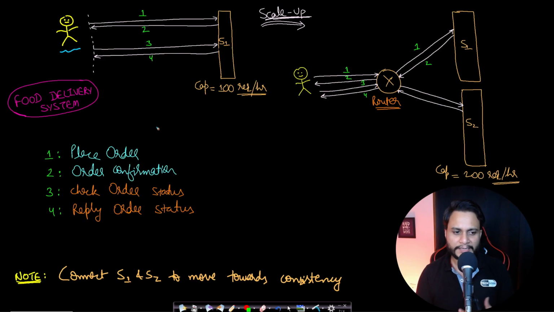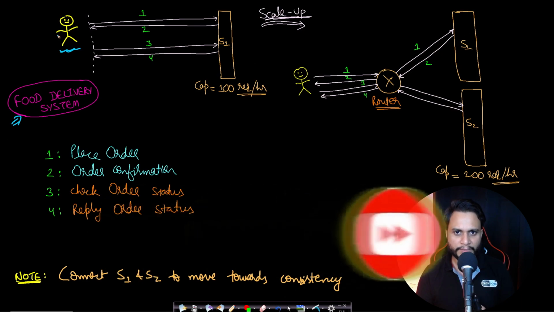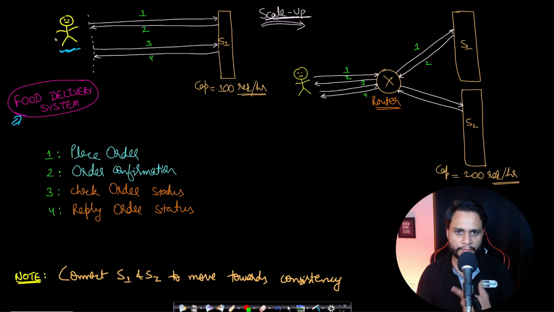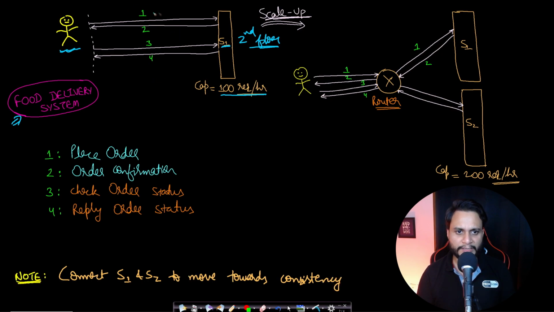In order to understand consistency, let us take an example of a food delivery system. In this system, let's say I am present here and I'll be making a request for placing an order for food. And let's say there is an outlet S1 which is on the second floor of a building, and it can serve a maximum of 100 requests per hour. So the request response has been shown as a sequence diagram.